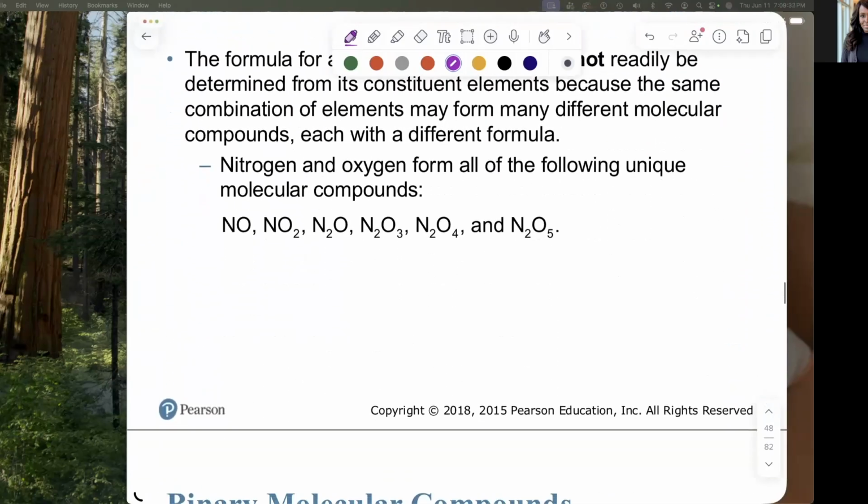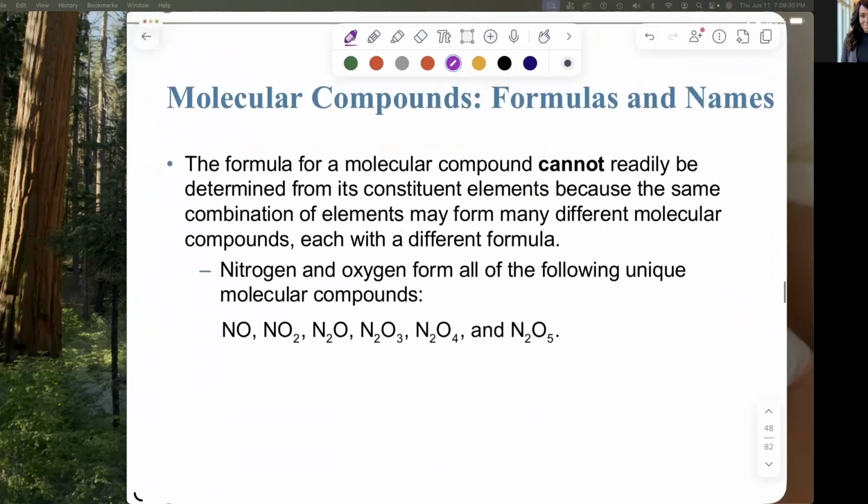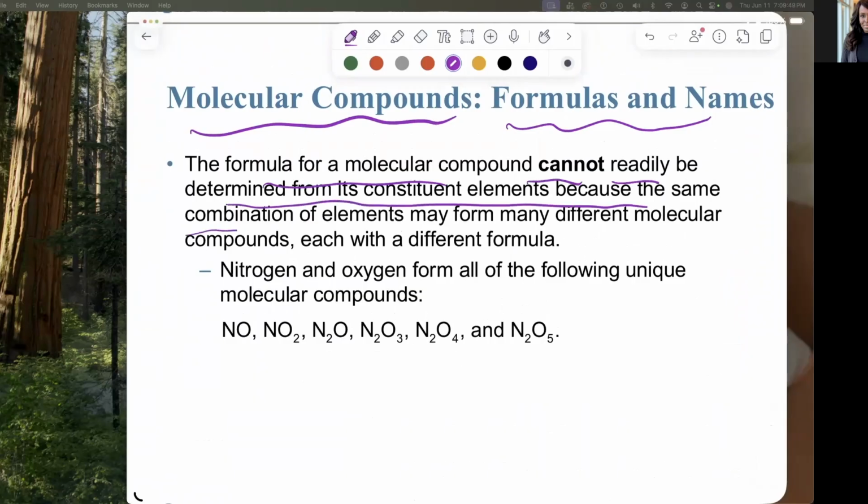Okay. Our final part before we go to the other video that has already been recorded is naming molecular compounds and even recognizing them. For molecular compounds, we're told the formula cannot readily be determined from its constituent elements because the same combination of elements may form different molecular compounds. For example, this is showing you nitrogen and oxygen. When we did multiple proportions, we did something like this, right? The same elements can combine to form many different compounds.